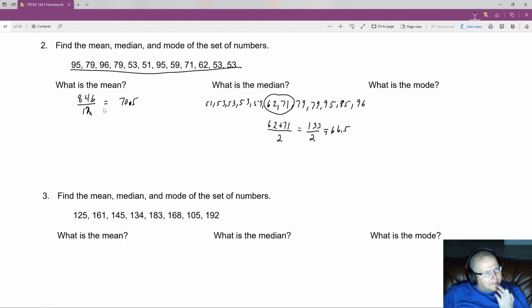And then the mode is the one that appears the most. And we have 3 53s, 1, 2, 3 there, 2 79s, 2 95s. So it looks like the mode, the most often occurring one, is the 53. And the median, which is the middle, is the one in the middle. If there is no one in the middle, like if there's an even number, you're going to average them out. Let's try the next one.